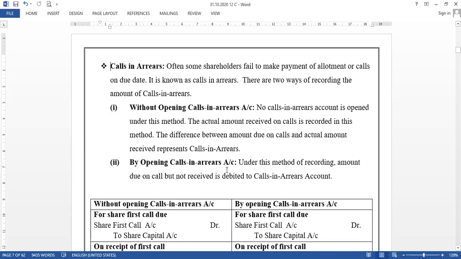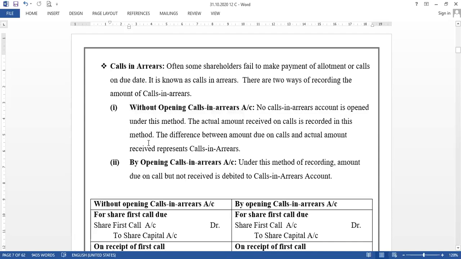Okay, आउटस्टैंडिंग अमाउंट. एरियस मतलब आउटस्टैंडिंग होता है, तो कॉल्स जो आउटस्टैंडिंग में रह गए तो दैट इज कॉल्स इन एरियस अकाउंट. Now the point is how are you going to deal with this account. Like पैसा बाकी रह गया ना, so it is always an option with the students कि क्या करना है, whether they want to open the calls in arrears account or they don't want to open the calls in arrears account, right? Both the things are acceptable.